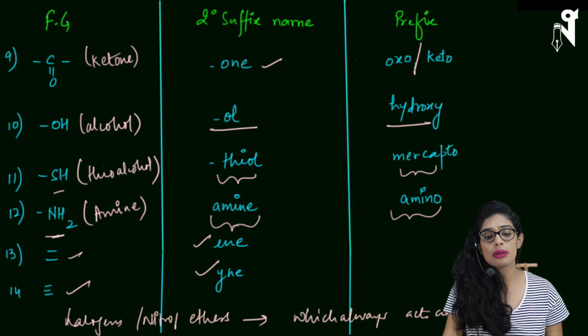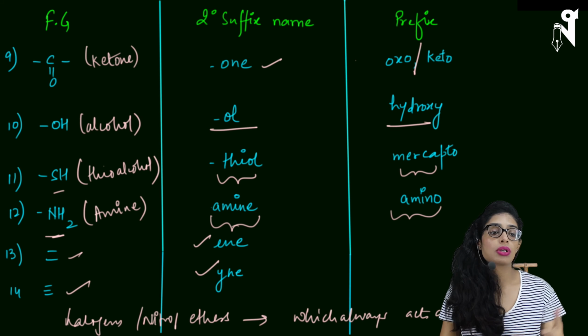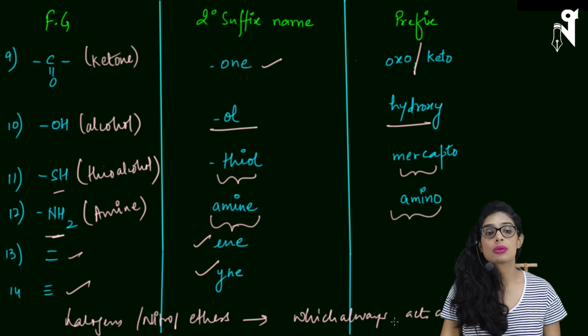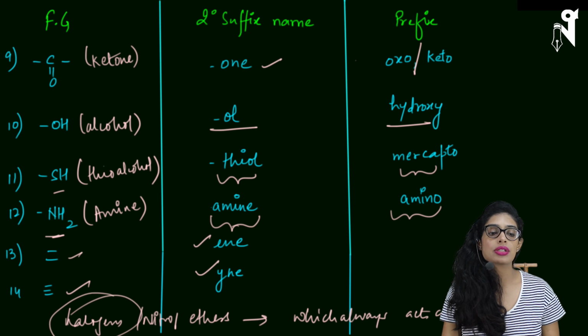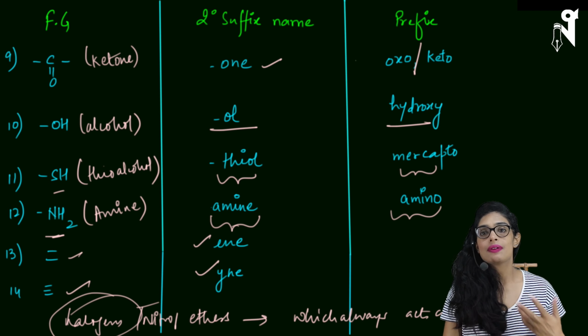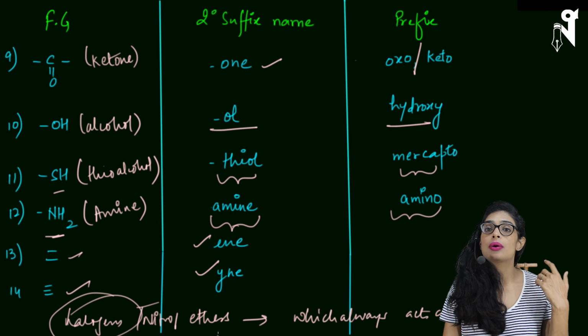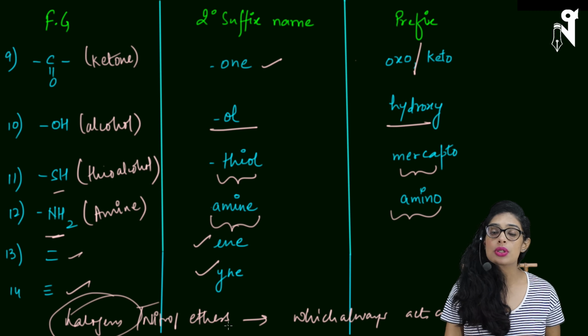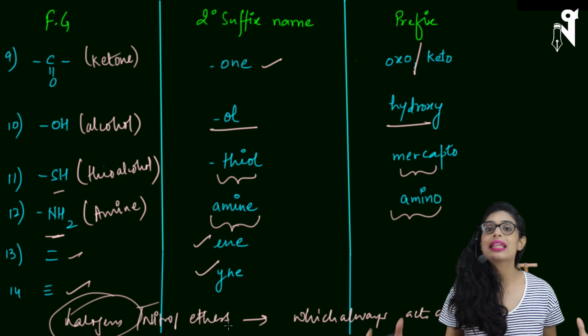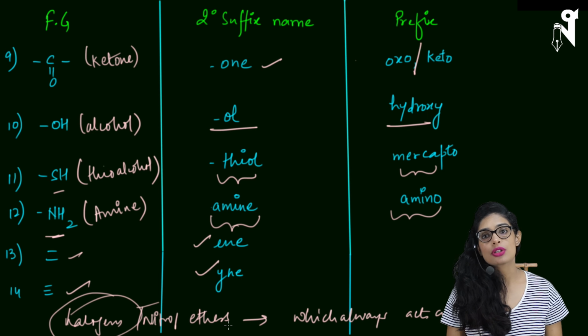So you will get a little more exposure about these functional groups and how to use them slowly. Halogens we have seen quite a lot of questions. Nitro and ethers we have not done much. We will be talking about these groups very soon when we start IUPAC naming of the compounds containing the individual groups and then the compounds containing multiple functional groups together.